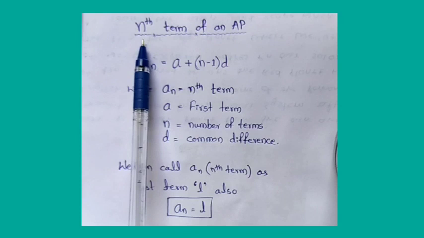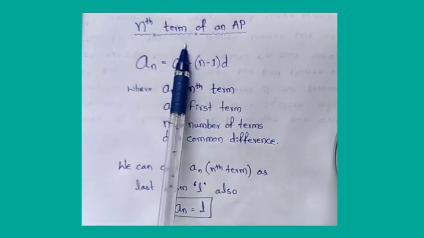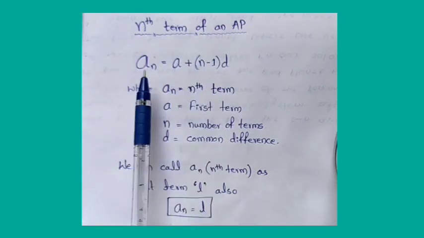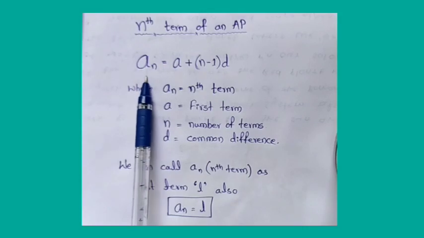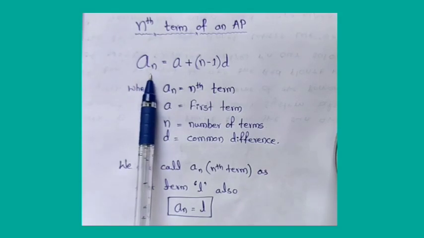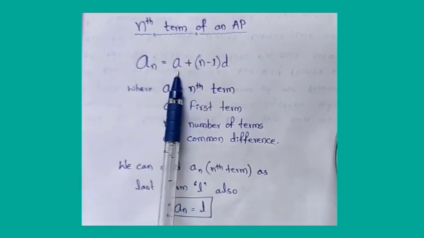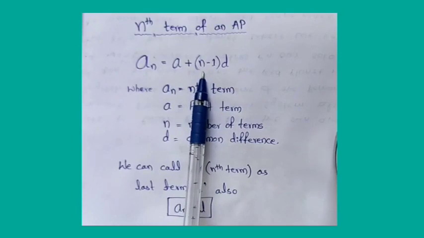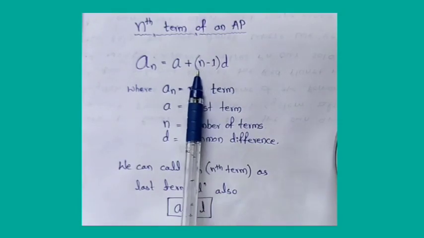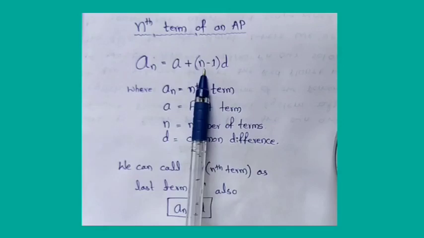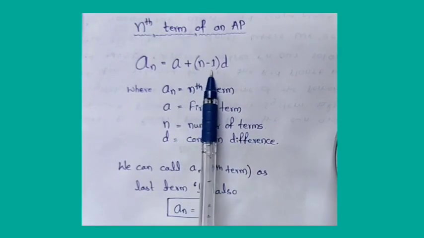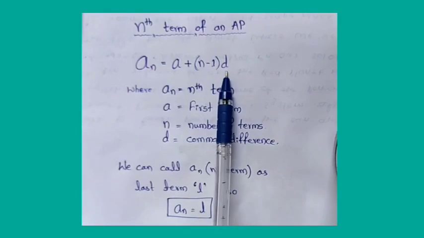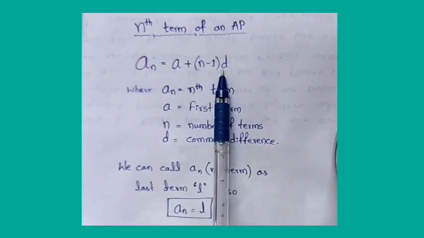Now we are going to learn about nth term of an AP. Here nth term means our AN formula which we learnt in our introduction video. So AN equal to A plus (n minus 1) into D. Always keep (n minus 1) in bracket only, because whenever you get the number of terms, you have to make the subtraction first. After subtraction only you have to multiply that number with common difference.